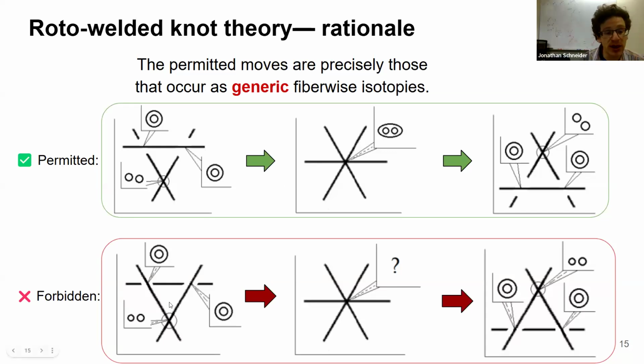Contrast that with the forbidden so-called underwelded move. That's what this is called, an underwelded move. It's the same as the welded move, but I've just switched the 2 classical crossings, and look at what goes wrong now.